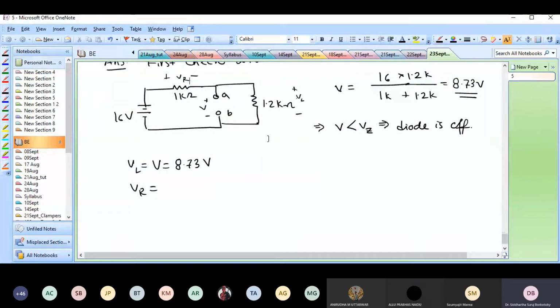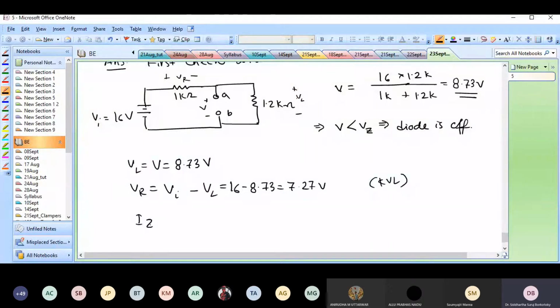So this VR is what? VR is VI minus VL, right? This is just KVL. So I put a KVL across the loop: 16 minus 8.73 is equal to 7.27 volts. So this is VR, the voltage across the resistor.